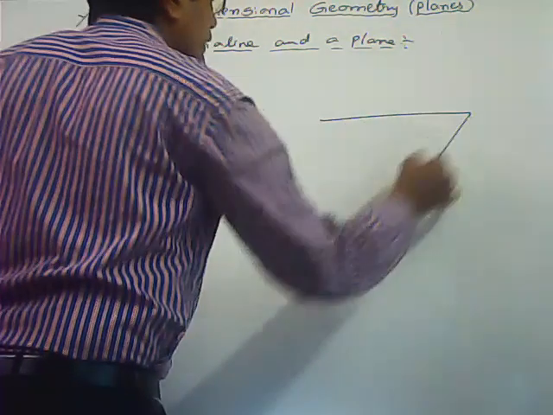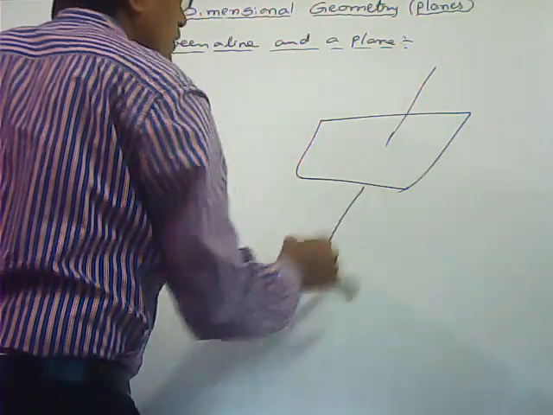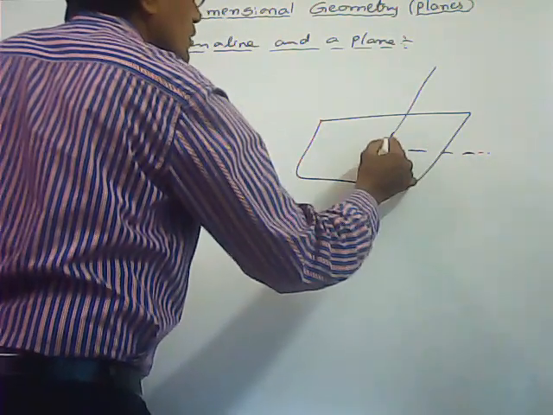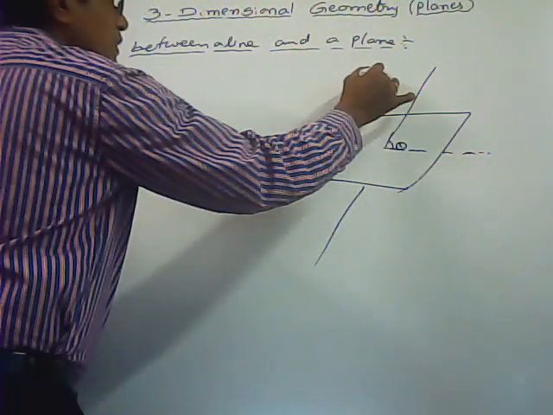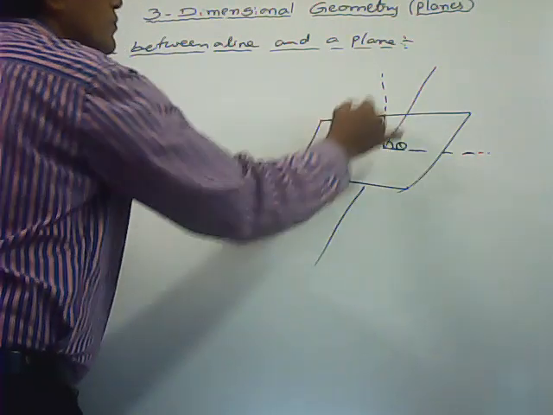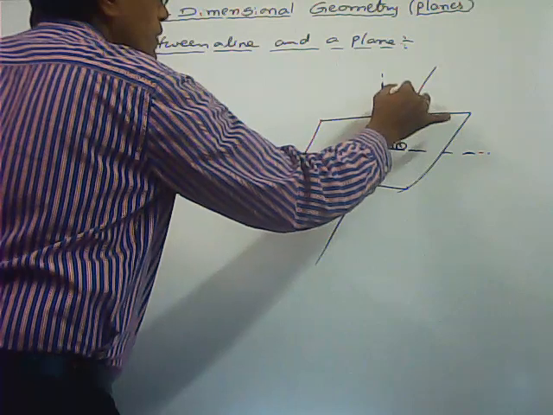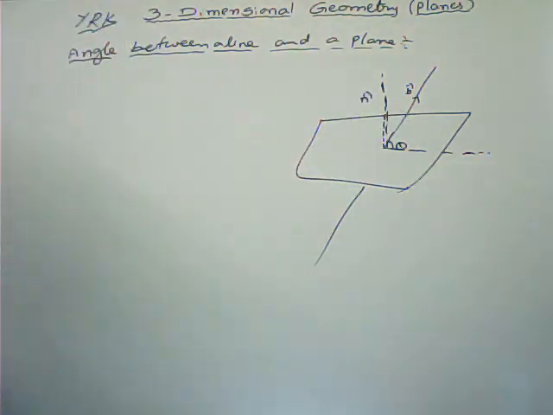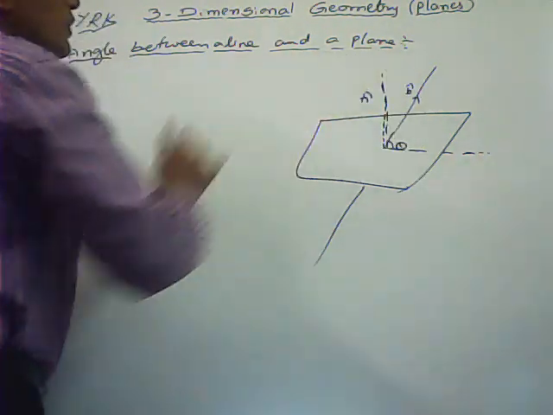Find the angle between a line and a plane. Here I am taking theta, and this is the normal dr, n bar. Here the parallel dr of the line I am taking b bar. So the angle between the line and the plane is nothing but the angle between the normal dr and the parallel dr of that line.